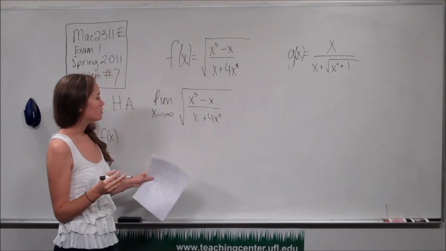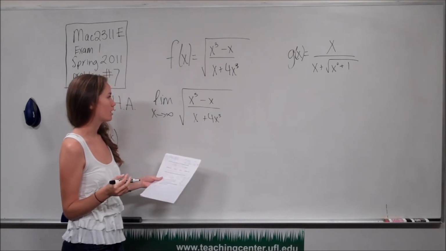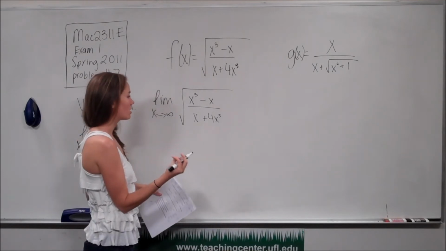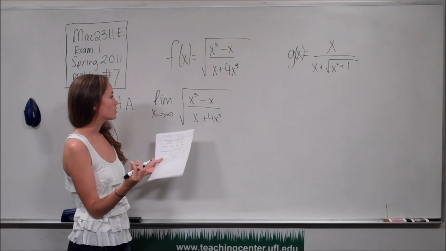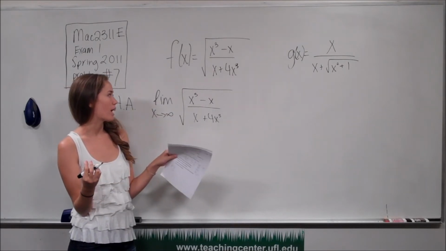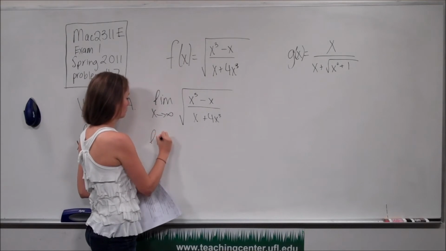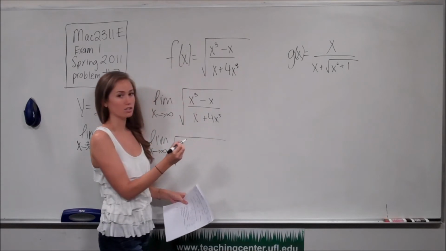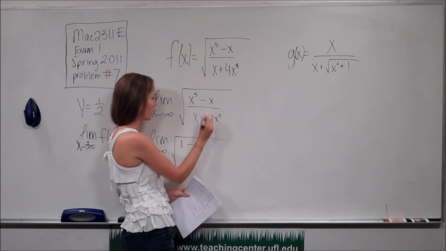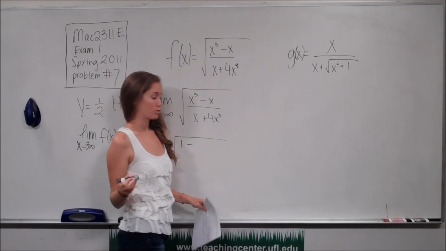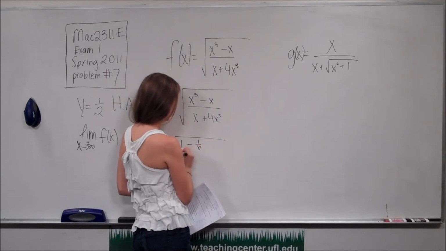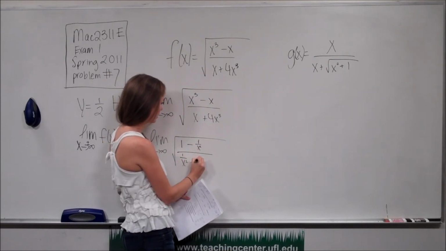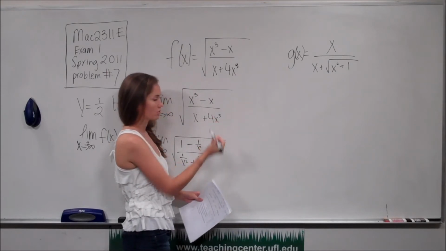What we want to do is divide by the term with the highest degree of exponent, which in our case is x cubed. So we're going to divide each term by an x cubed. The limit as x approaches infinity becomes: x cubed divided by x cubed is 1, minus x divided by x cubed, which is 1 over x squared, all over x divided by x cubed, which is 1 over x squared, plus 4x cubed divided by x cubed, which is just 4.